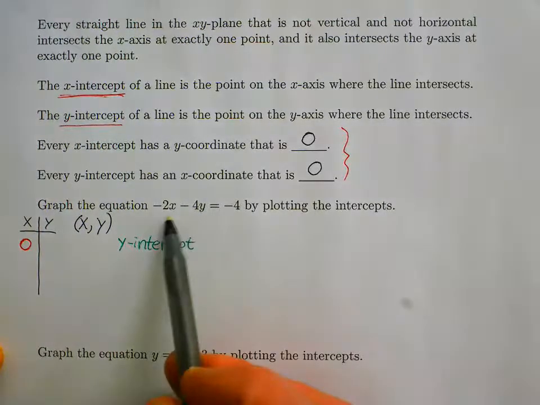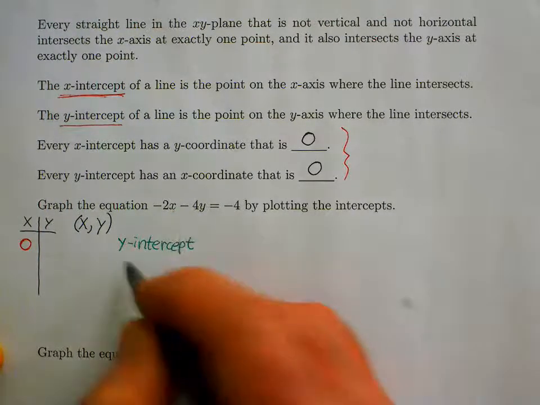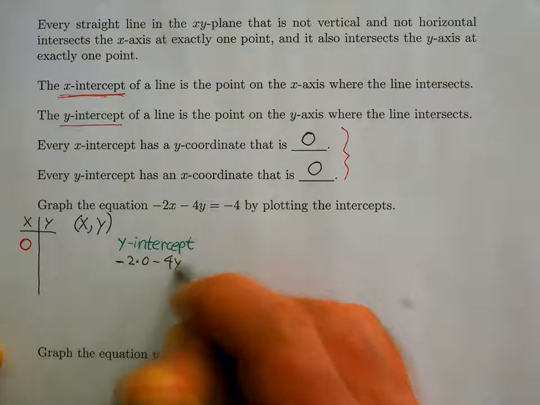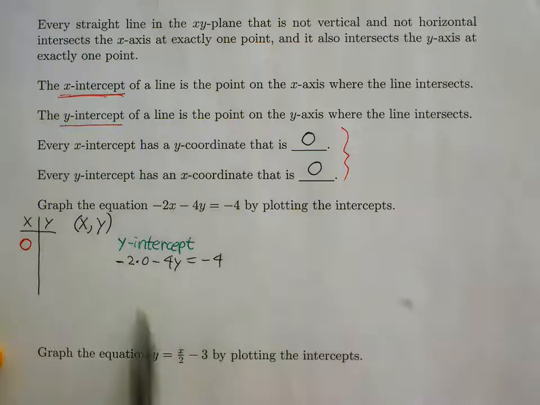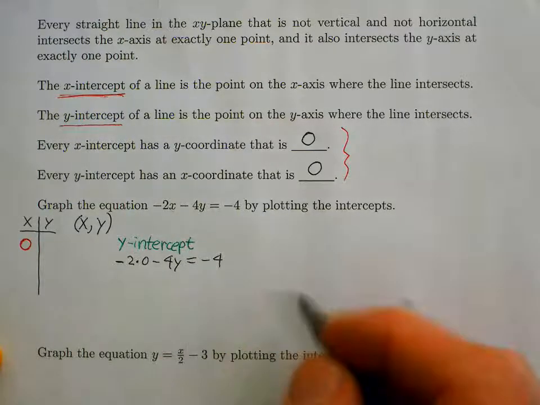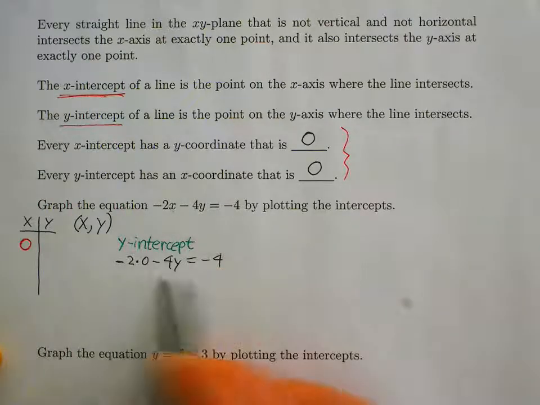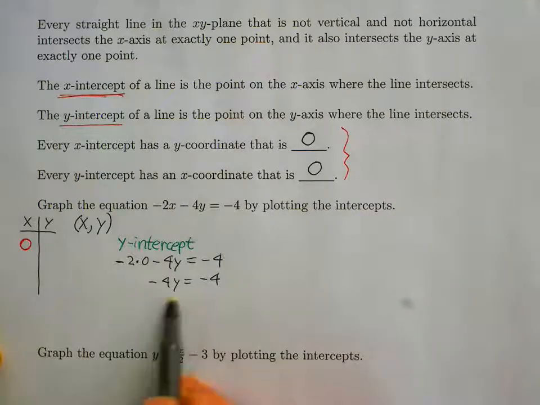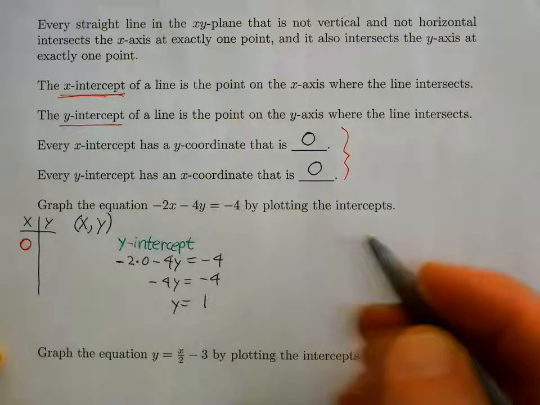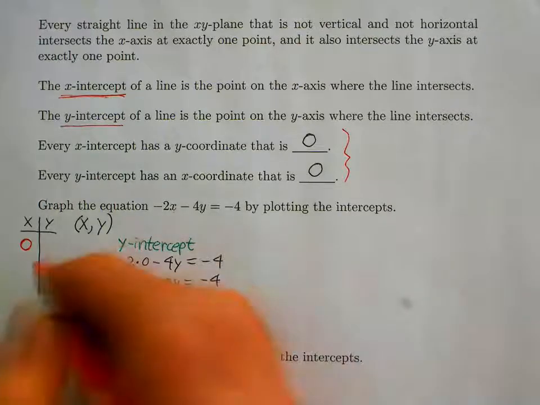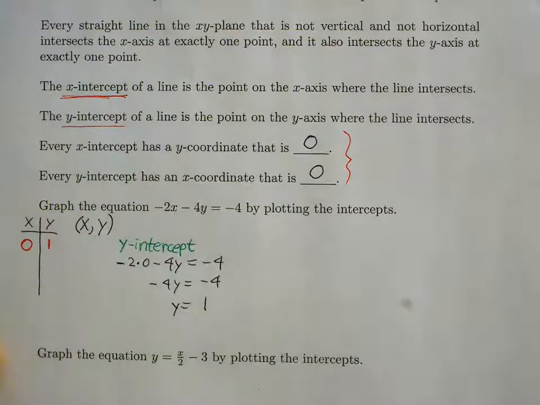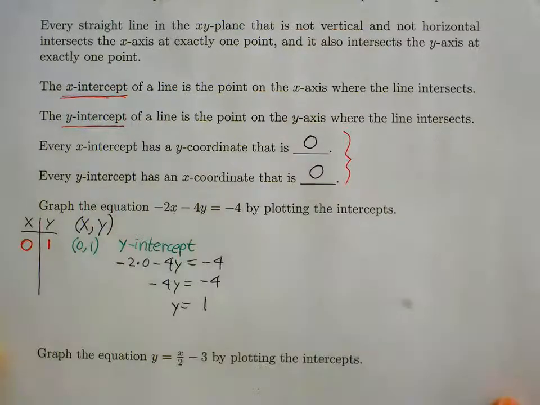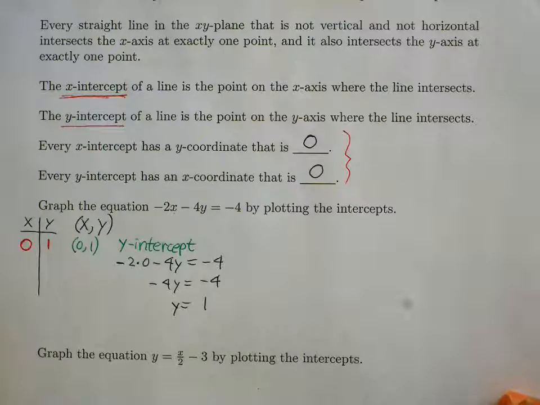Okay, so in this equation, replace x with 0. We get negative 2 times 0 minus 4y equals negative 4. Negative 4y equals negative 4. And then divide both sides by negative 4, we get y equals 1. So when x is 0, the y-coordinate is 1. So we have the ordered pair 0, 1. That is the y-intercept.